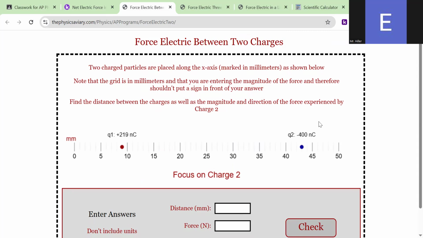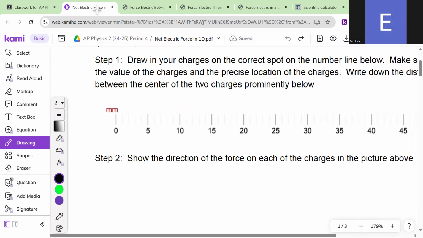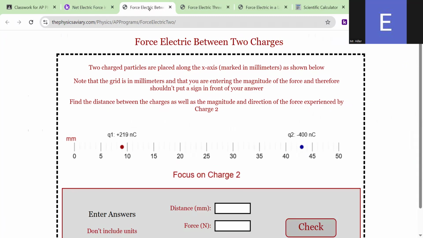Now, keep in mind, when you put in your name in your program, you're going to get different information. So use my tutorial as a template for how to solve your problem. Don't simply copy my work, otherwise you won't get the problem right. So my charge 1 is 219 nanocoulombs, and it's at 9 millimeters. So Q1 is a positive 219 nanocoulombs. Charge 2 is at 43, and that's negative 400.